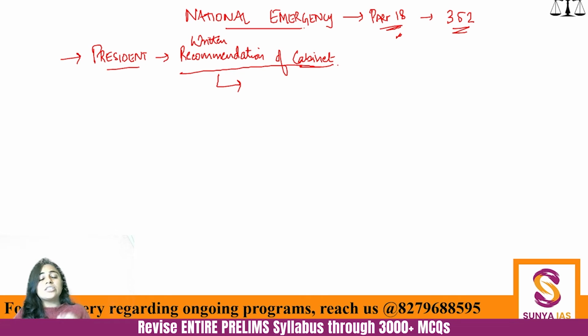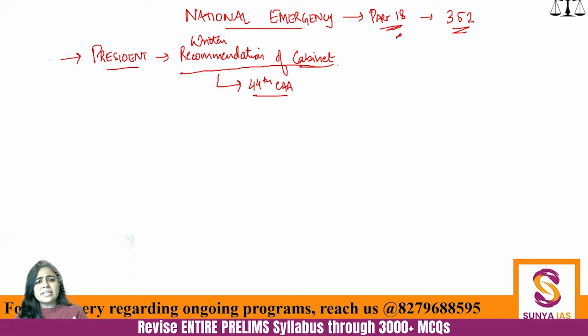This written recommendation of cabinet provision was added by the 44th Constitutional Amendment Act. Before that, an oral recommendation by the Prime Minister of India, without consulting the entire cabinet, was enough to announce the emergency. That is how the internal emergency was announced in India. Indira Gandhi announced it, the cabinet did not know, and Fakhruddin Ali Ahmed, the president back then, just implemented the emergency. That is what happened.